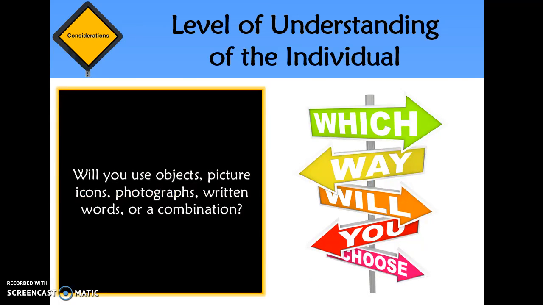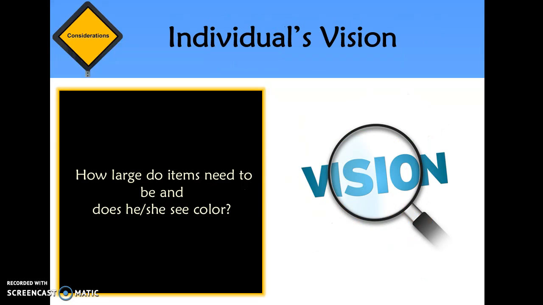Other considerations: you have to consider the level of understanding of the individual. So are you going to use objects, pictures, icons, photographs, written words, or are you going to use a combination of both? Again, it has to be individualized and it has to be a team effort. So input from all service providers, from teachers that teach, and from the parent is very important. Another consideration is the individual's vision. How large do these items need to be, and does he or she seek color? Do they need to be in color? Do they need to be a certain size?